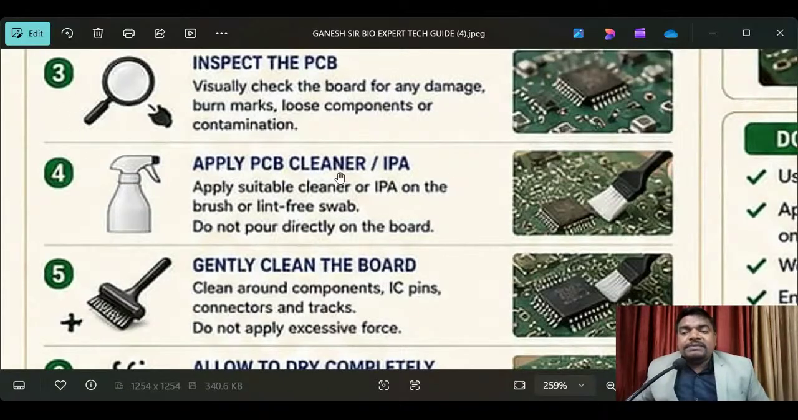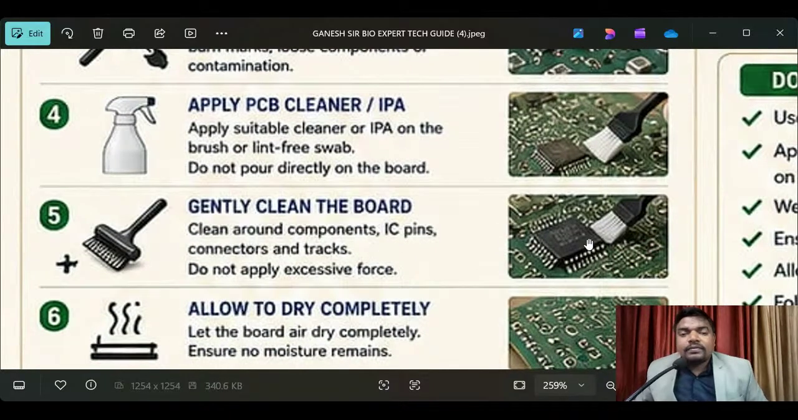Now see here, apply PCB cleaner or IPA here. These are the PCB cleaners. Next, gently clean the board. See here how to clean. Gently clean the board and clean around components, IC pins, connectors and tracks, and do not apply excessive force. Okay, keep in mind what I'm saying here, because these are electrical components, and when you start the equipment, if anything is moving, it is going to cause a short circuit. Understand? So visual inspection is very important.